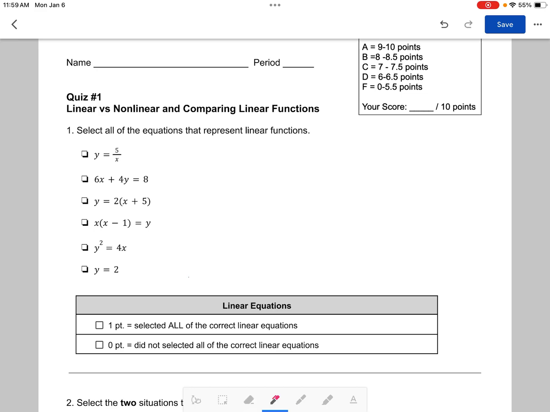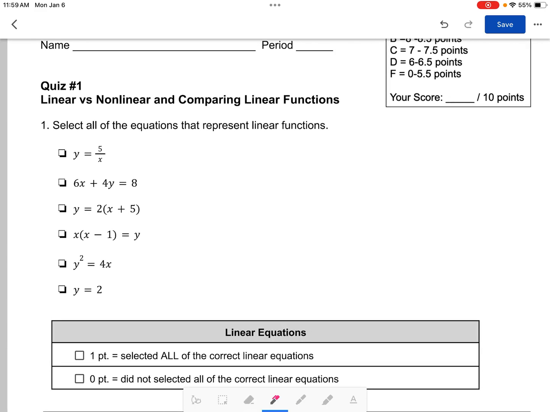So here I have a couple rules. I know x cannot be in the denominator for a function to be linear. So I know that first option is going to be out. Looking at the second one, I have this in standard form. I need to write it in slope-intercept form to actually figure out if it's linear.